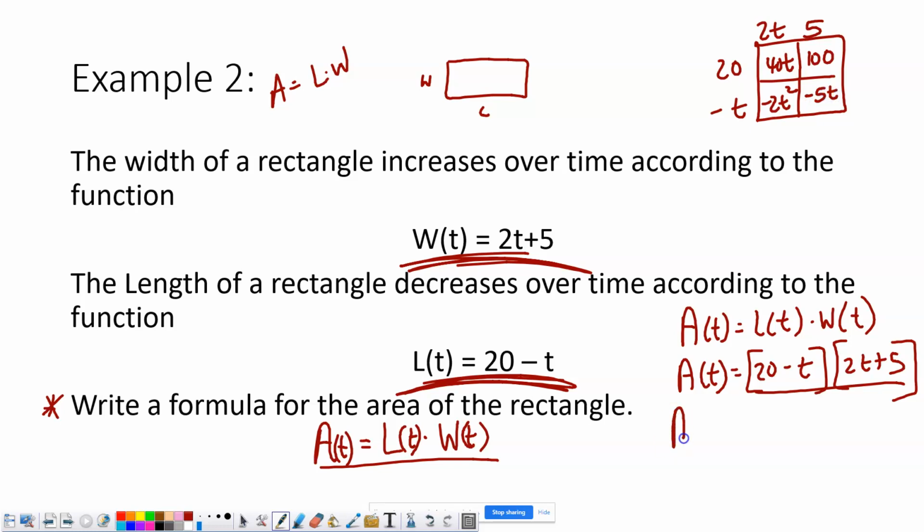And so we have the following. The four numbers I got in my box up there are negative 2t squared. I like to put the highest power first, followed by 40t minus 5t plus 100. And we have some like terms that we can combine here, right?